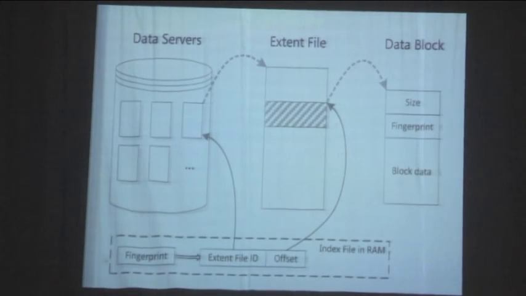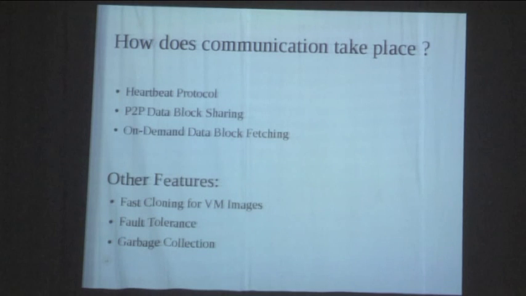So how is the fingerprint fetched from the data server? The fingerprint is fetched like this. The fingerprint contains the extent file ID, where the extent file will contain exactly what the data is, and an offset is given for searching that particular data block. When that particular data block is found, it will be given back to the client. Then how does the communication take place within the components?